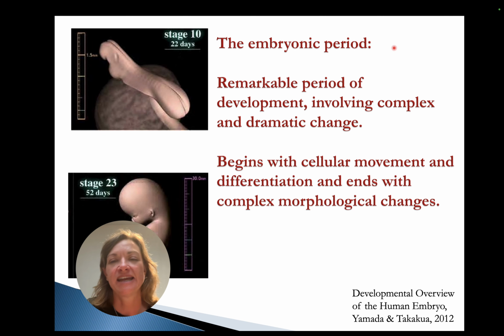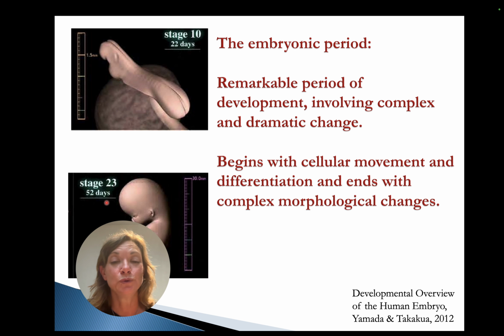Now, after the germinal period comes the embryonic period of development. And this is a truly remarkable period. It's a series of incredibly complex events and dramatic changes in a developing baby. So here's a 22-day-old embryo. That embryo is the dark peach colored part, and does not look much like a recognizable child.